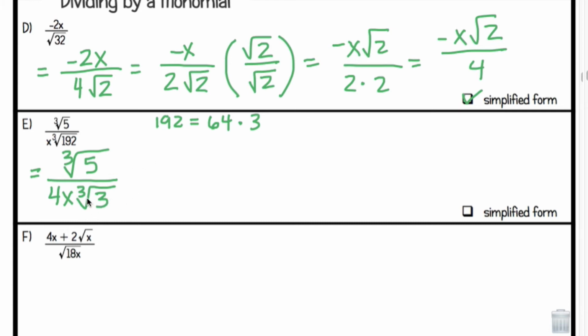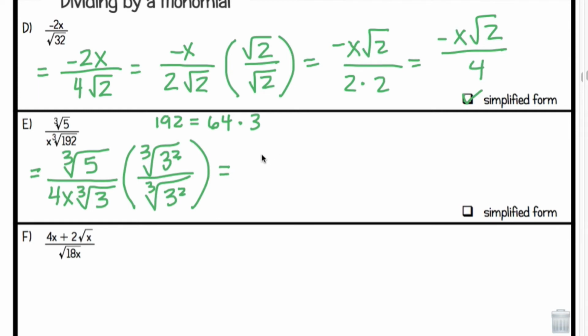And it's a cubed root, so I need 3 of something. So in this case, I'm going to multiply it by the cubed root of 3 squared. All right, if I do that, then I'll have a 3 and 2 3's here, so I'll have a total of 3, which our index indicates we need 3 of some number in order to cubed root it.